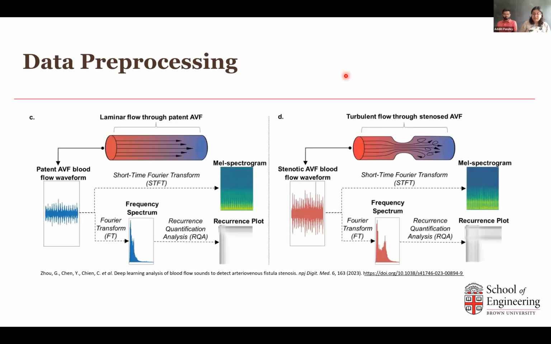So now let's talk about how the data was processed. The blood flow sounds recorded were one-dimensional time series, and they were converted into two-dimensional representations via a Fourier transform. Because the blood flow sounds are non-periodic, they cause leakage when using the discrete Fourier transform, hence we used the short-time Fourier transform and MEL scale to obtain a MEL spectrogram. At the same time, the authors used another representation, which was a recurrence plot.